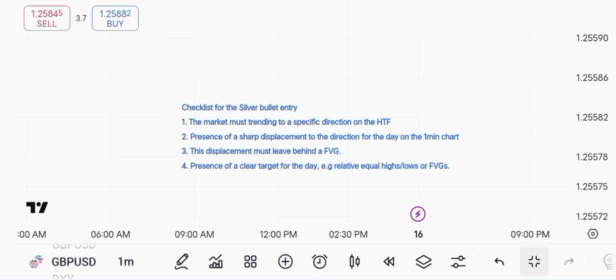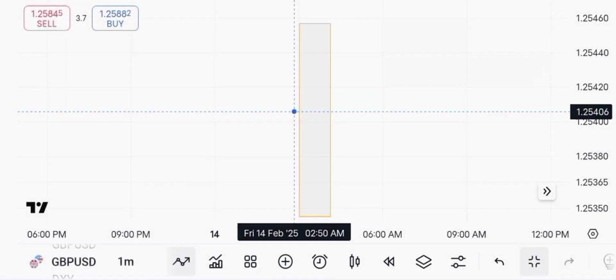So where exactly am I expecting price to reach first before I'm comfortable to close my trade? Usually it's a relative equal high or low, right? It could also be significant highs or lows that hold so much liquidity, or it could be fair value gaps, especially high time frame fair value gaps. All right, so here's what the checklist is going to look like in practical terms.